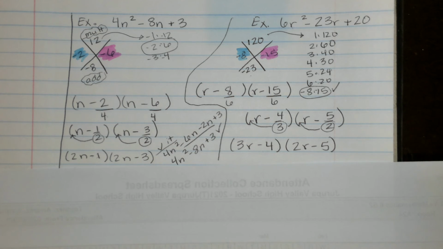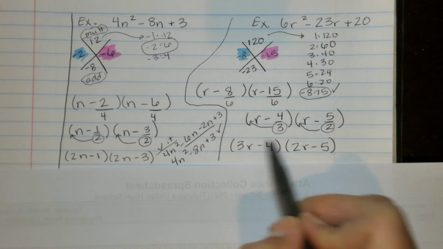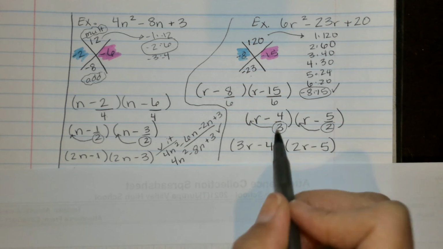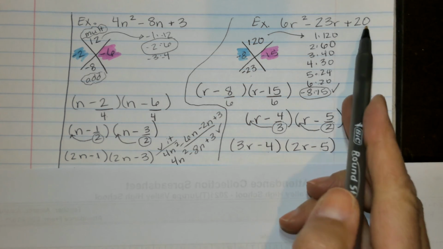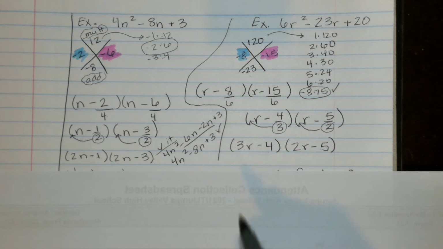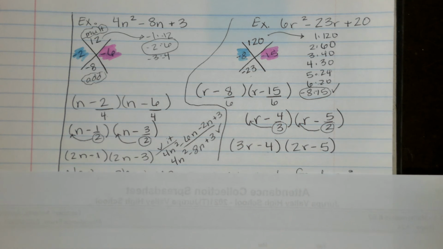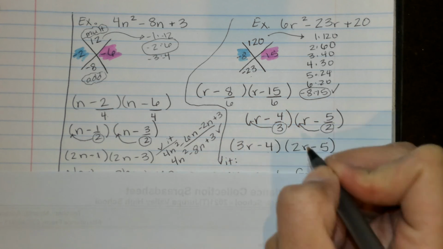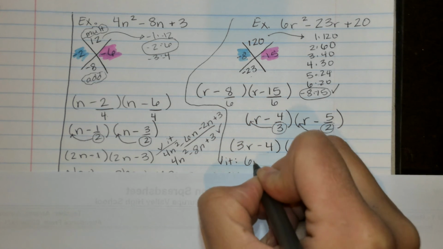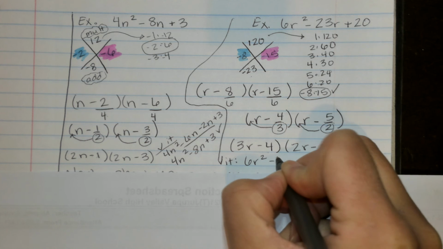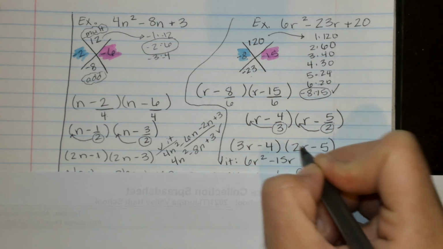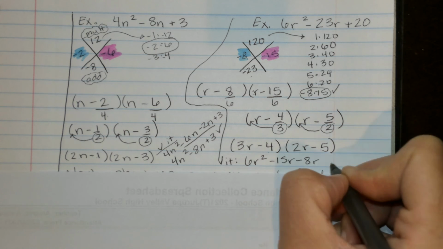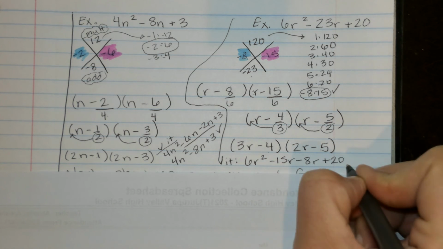Just to see if I'm at all close, I always check first times first and last times last. 3R times 2R is 6R squared. -4 times -5 is +20. So that seems right. If you hear my cat, I'm sorry. He's being really loud. So I would just check it real quick. 3R times 2R, 6R squared. 3R times -5, -15R. -4 times 2R is -8R. -4 times -5 is +20.